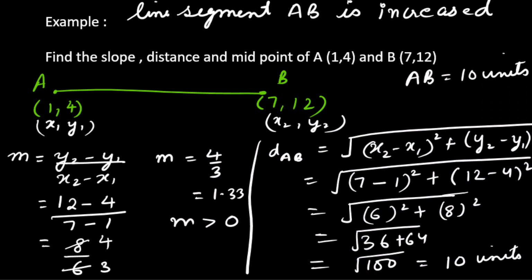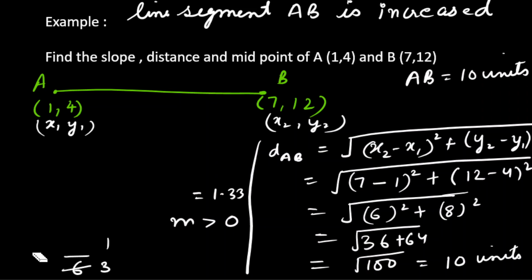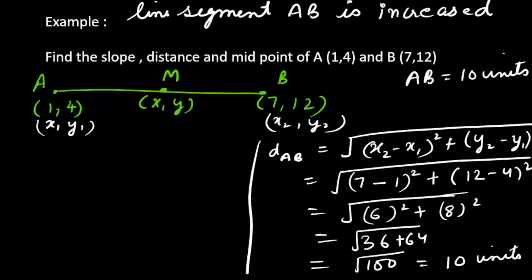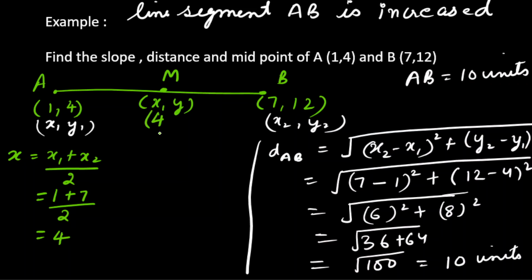Now let us find the midpoint. The midpoint of line segment AB we have to find. We can find the midpoint using the midpoint formula. Let us assume M is the midpoint of line segment AB and the coordinates of M are x, y. So x we can find using the x formula, which is x1 plus x2 by 2. x1 is equal to 1, x2 is equal to 7, by 2. 1 plus 7 is 8, 8 by 2 is 4. So the value of x we found as 4.